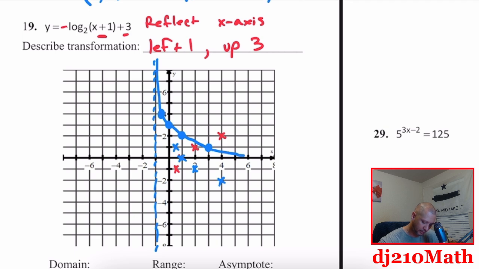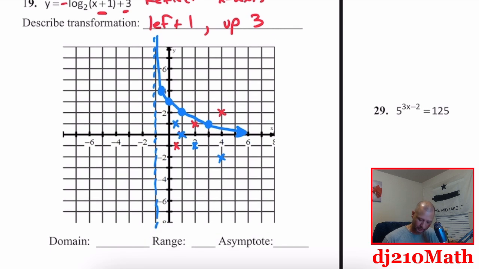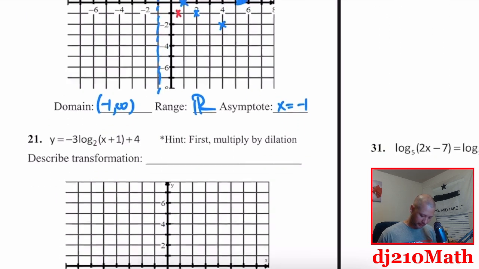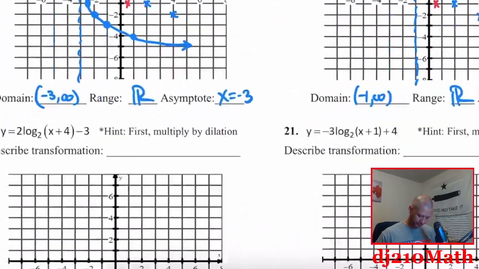So I know there's X's and clutter everywhere, but you got to be able to see through it. Asymptote is going to be x equals -1. Domain is from the asymptote towards infinity. And the range, all real numbers, -infinity to infinity. Okay, let's go. We're cooking. 2 more.